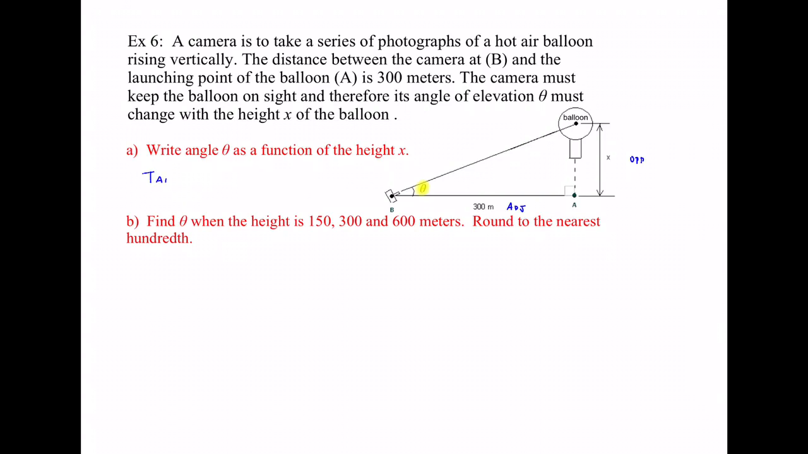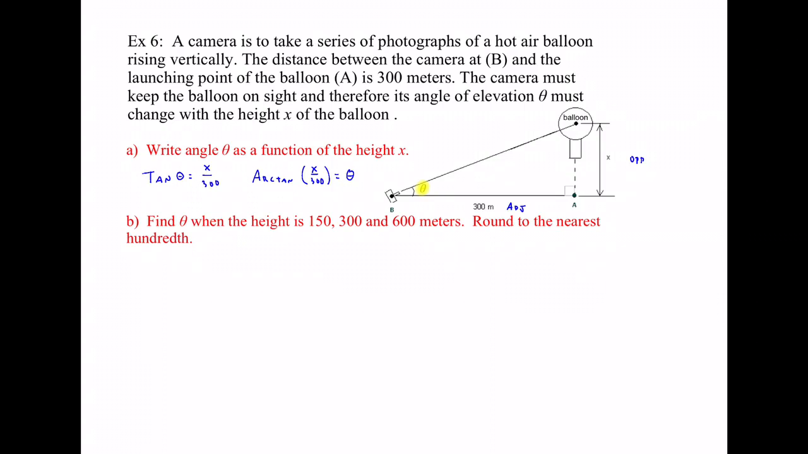So you can either do this in one step or two steps. I'm going to do it in two on this one. So we'll say tangent of theta is equal to opposite over adjacent. But we want to write it, the angle theta, as a function of the height of x. So we're going to rewrite this as the inverse, and I'll write it as arctan, or inverse of tangent, of x over 300 is equal to theta. And so that represents angle theta as a function of the height of x.